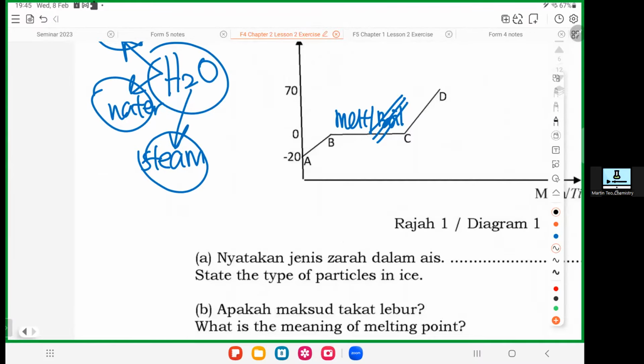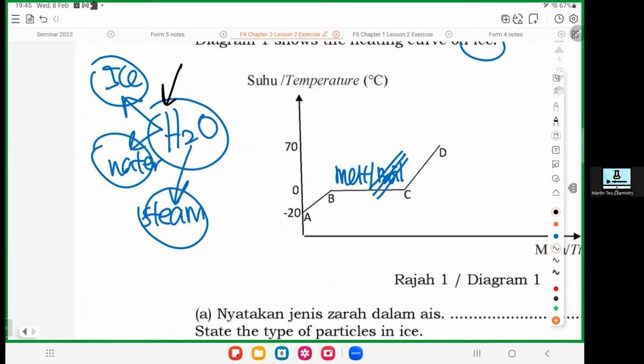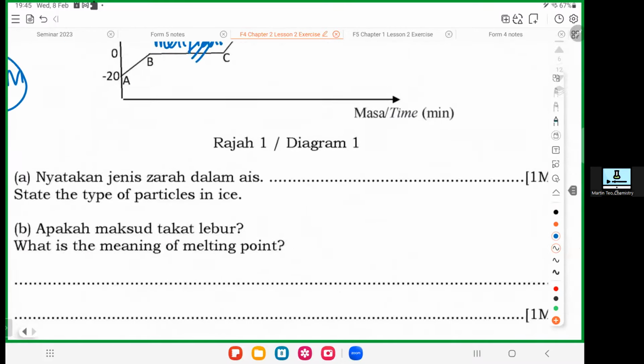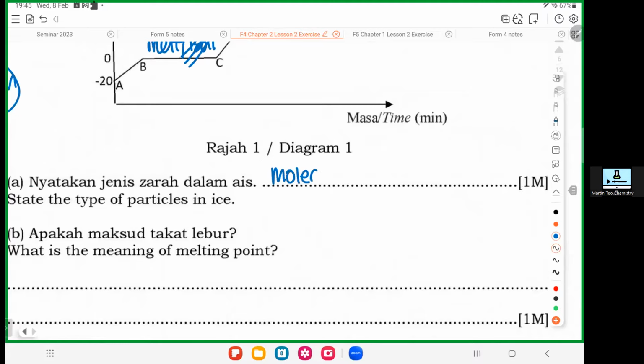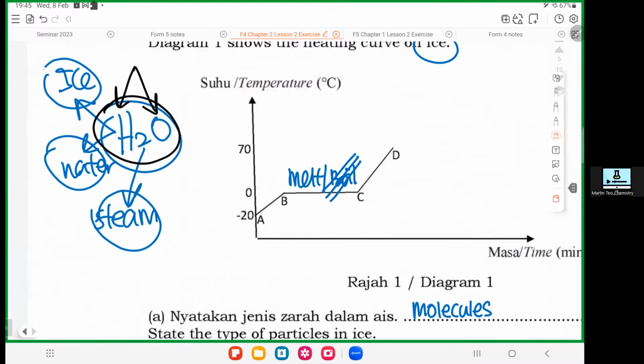Tell me, atom or molecule, because why? Hydrogen is a non-metal, oxygen is a non-metal. Non-metals sticking together, molecule. Molecule or molecules, with or without S is okay. It doesn't matter. Okay, finish.